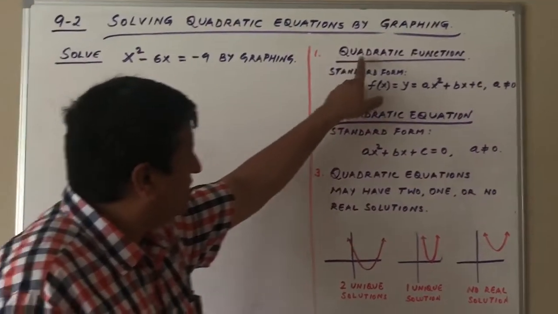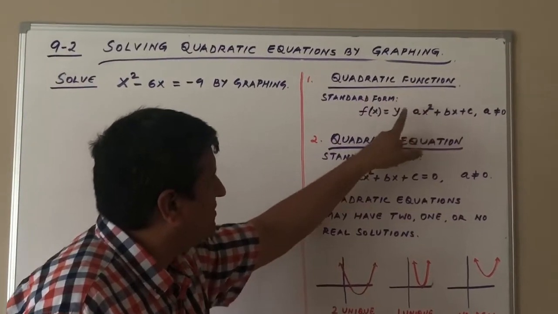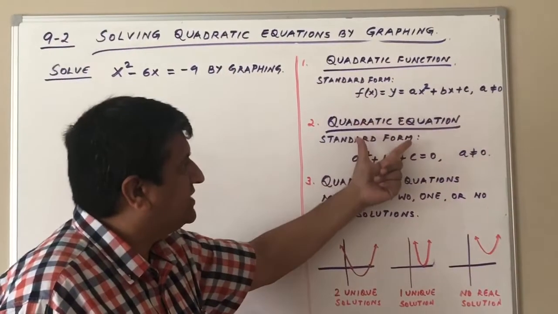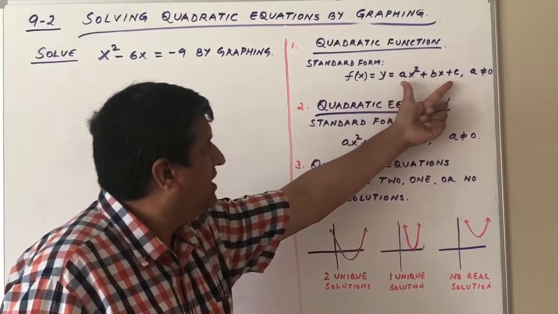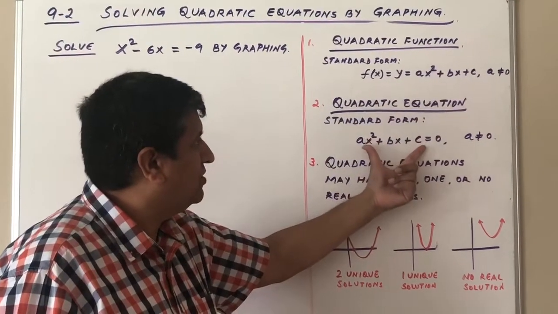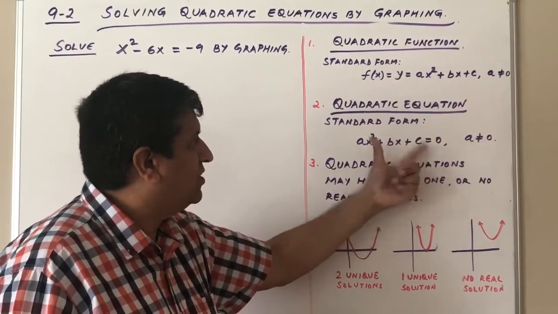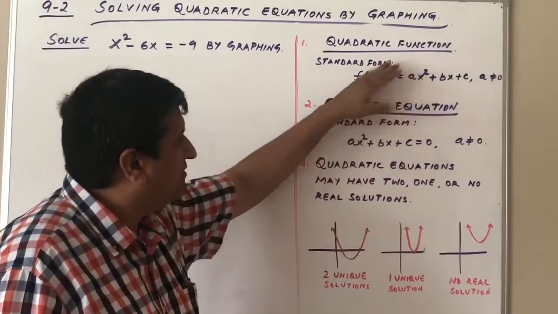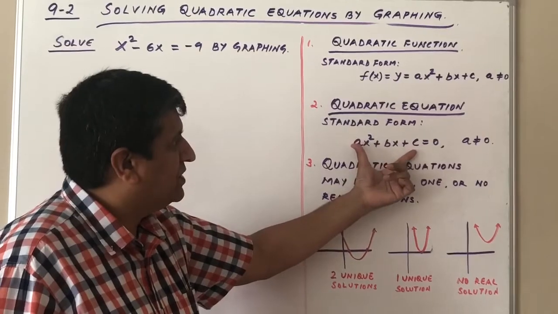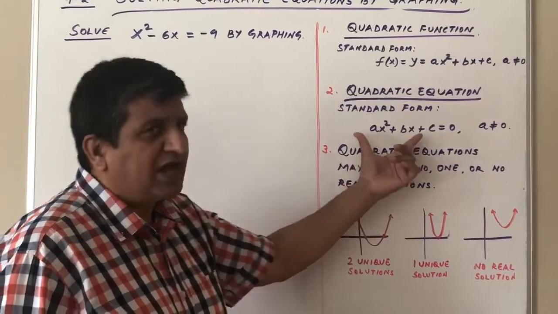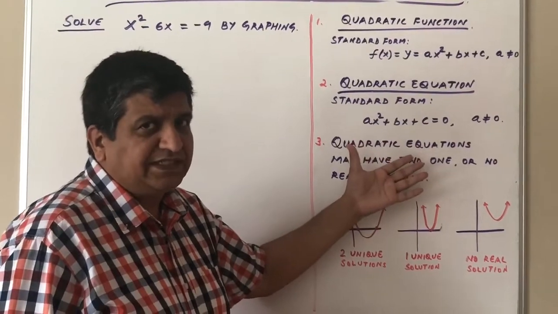Now, this is how you write the quadratic function, f(x) or y. A quadratic equation in standard form is pretty much the same thing as a quadratic function, except that y equals 0 or f(x) equals 0. So if y is 0, the quadratic function becomes a quadratic equation. And remember that if y is 0, when you graph it, it's going to give us the x-intercepts.